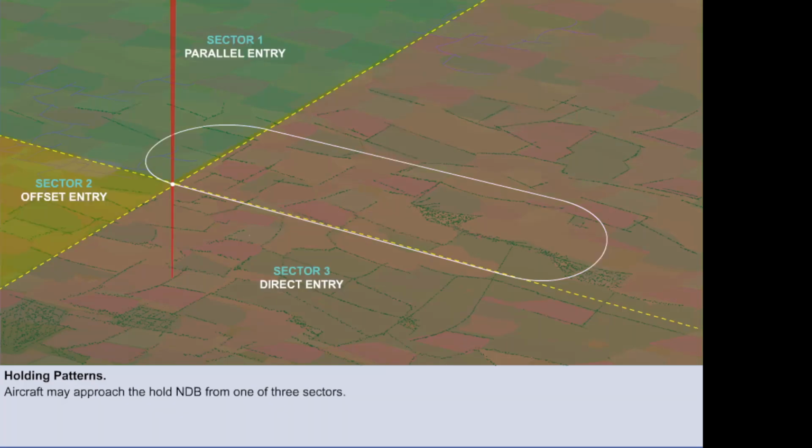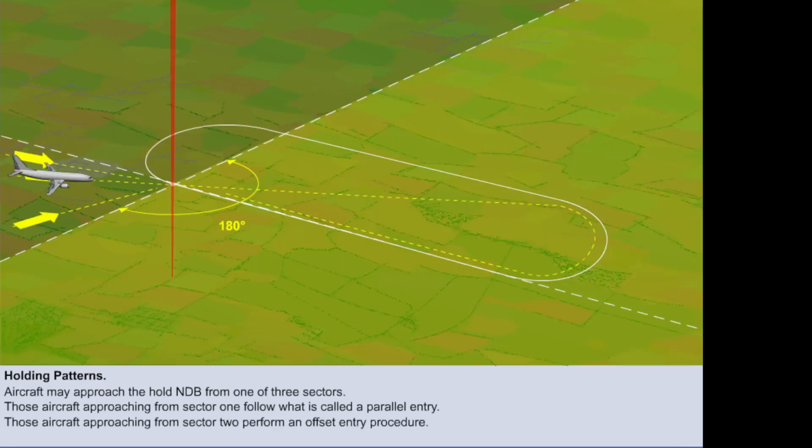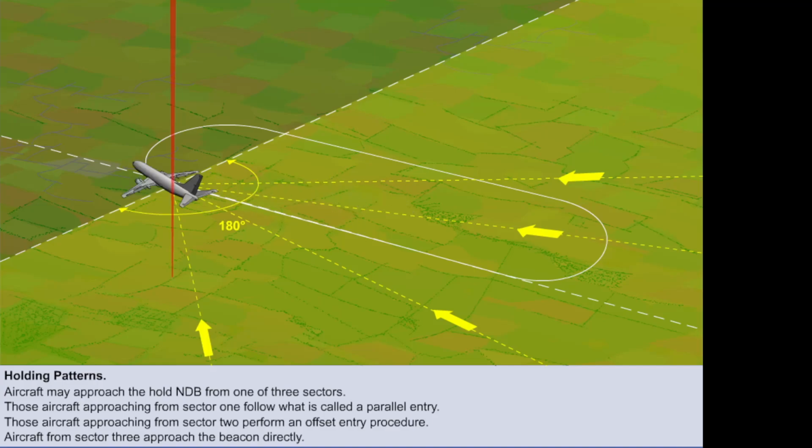Aircraft will inevitably approach the NDB from different directions, and they have to follow one of 3 different joining instructions. Those aircraft approaching from Sector 1 follow what is called a parallel entry. Those aircraft approaching from Sector 2 perform an offset entry procedure. Aircraft from Sector 3 approach the beacon directly.